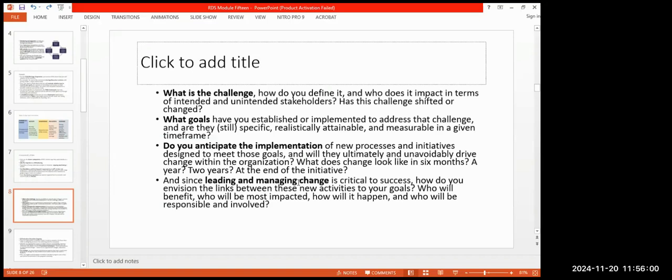The other question would be, do you anticipate the implementation of new processes and initiatives designed to meet those goals? And for how long? What does it take? Is it 1 year, 6 months, 2 years? And since leading and managing change is critical in program management, there is always the leadership part. Managing change is also a critical aspect. So how do you then envision the link between the new activities in your goal, in terms of your leadership, and also in terms of managing the change that may be required for purposes of ensuring the program runs the way it's supposed to?